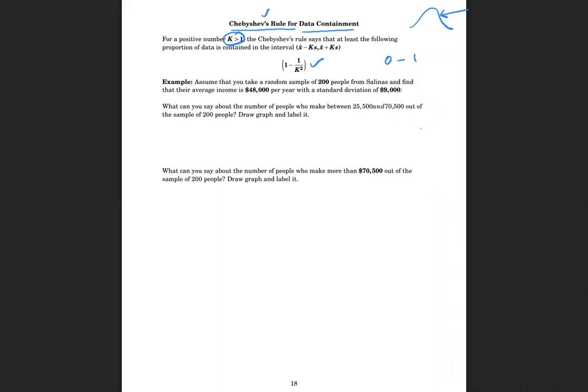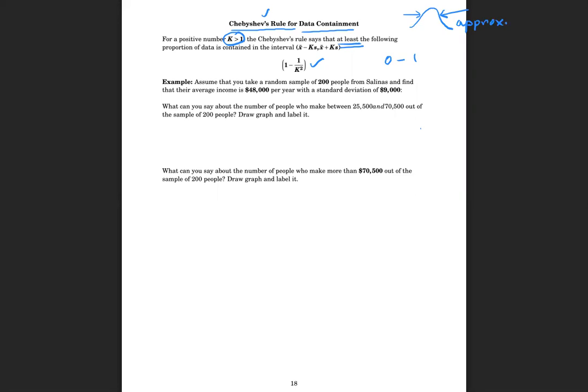Now, having said that, Chebyshev's rule applies to an arbitrary distribution. That means we are not talking about a bell-shaped curve. Another keyword in Chebyshev's rule is "at least," as opposed to "approximately." At least this much data is contained, as opposed to the empirical rule, where we used the word approximately.